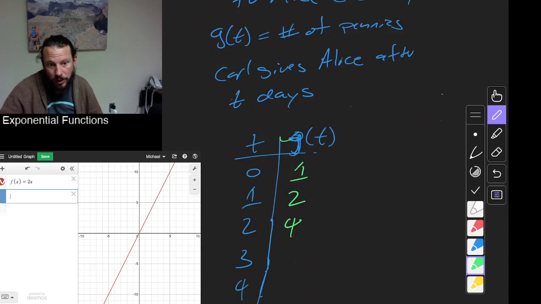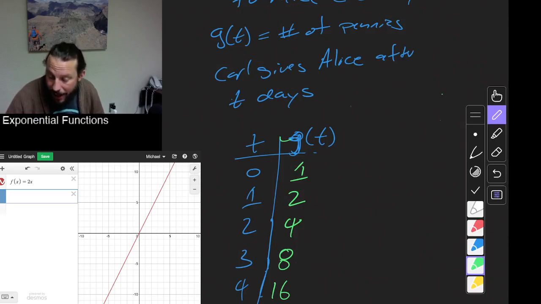It's seeming a little like it's linear, right? But wait, now on the next day it's 8, double that 4. You see, it's doubling what is there. And then on the 4th day we have 16. Notice the change: 2 minus 1 is 1, 4 minus 2 is 2, 8 minus 4 is 4, 16 minus 8 is 8. It's not a constant slope.